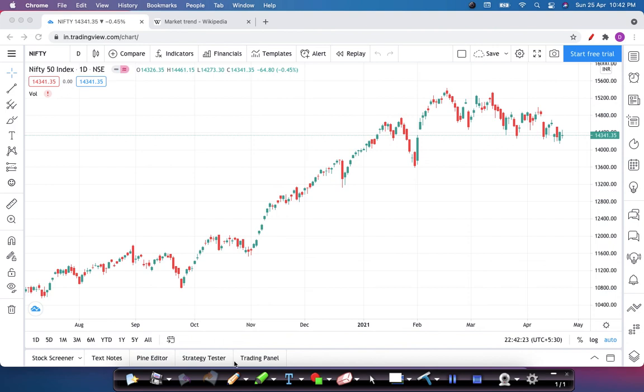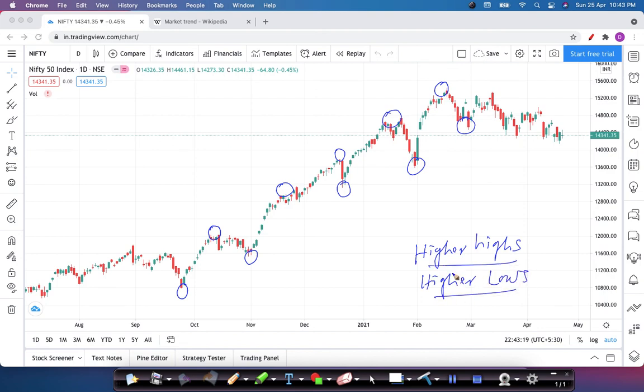So if we look here and talk about the trend, from here to here, it's an uptrending market. It's in the uptrend, because if you look at this low, this is a new low, and this low is higher than this low. Similarly, this high is higher than this high. Similarly, this low is higher than this low, and this high is higher than this high. That means the market is continuously making higher highs and higher lows. That's why we say the market from here to here is in the uptrend.